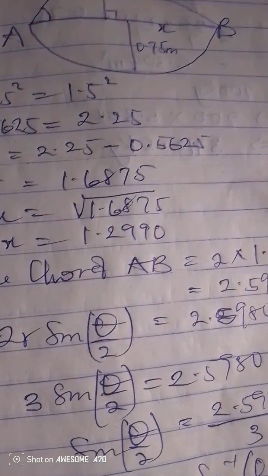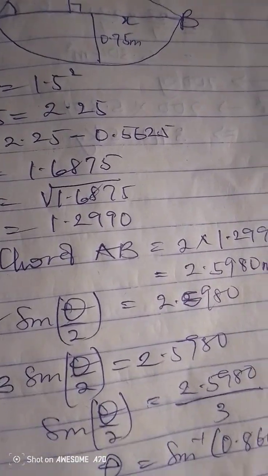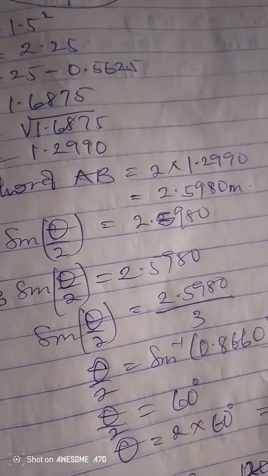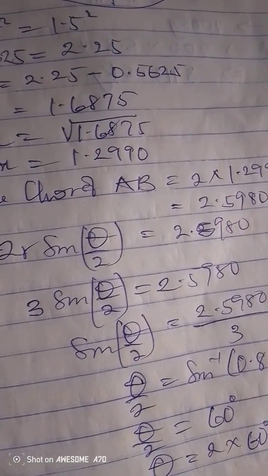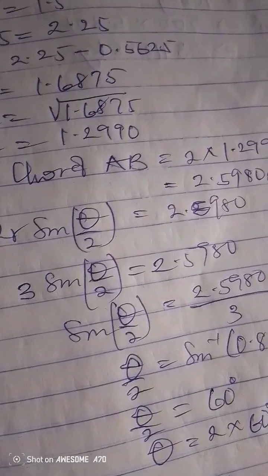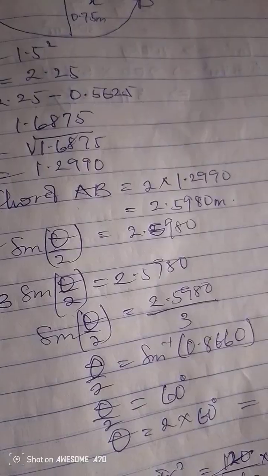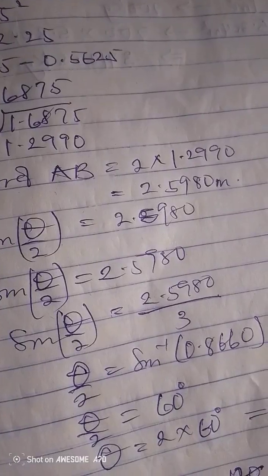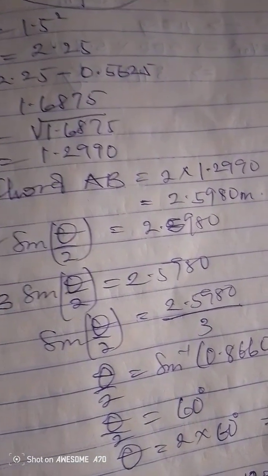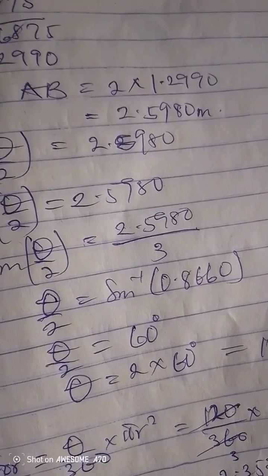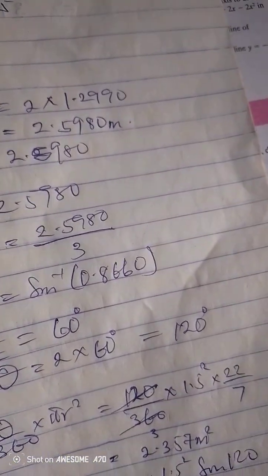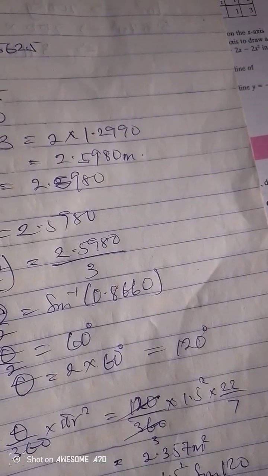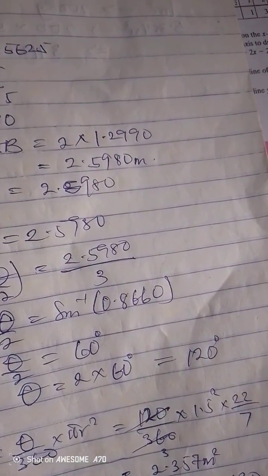So we have 3 sine of theta over 2 equals 2.5980. So sine of theta over 2 is 2.5980 divided by 3. So making theta over 2 the subject, we move sine to the right hand side, it becomes arc sine of 0.8660, that is dividing 2.5980 by 3. So theta over 2 equals 60 degrees. So theta equals 2 times 60 degrees, which is 120 degrees. So the angle AOB, that is the angle at the center of the cross section, is 120 degrees. Is that right?